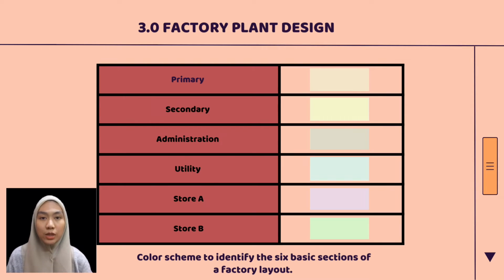In this slide, it shows the color scheme to identify the 6 basic sections: primary, secondary, administration, utility, store A and store B of our factory layout.